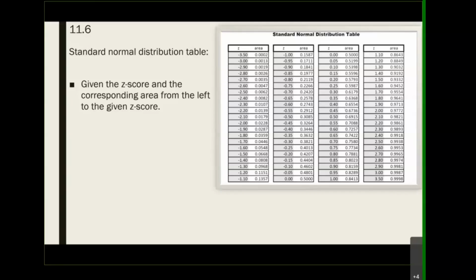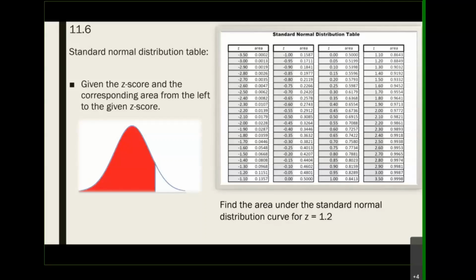So how do we use this chart? First, the chart gives you these 2 items: the z-score and the area to the left of the z-score. So if they were to ask you to find the area underneath the standard normal distribution curve for a z of 1.2, to be more precise, they are asking you to find the area to the left of the z-score of 1.2.